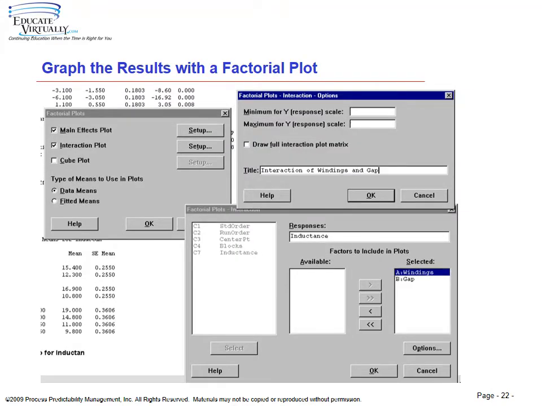In the interaction setup, the response is also going to be inductance, and we want to have the interaction between factors A and B, so we need to select those by moving them from available to the selected window. We can also put a title on this by selecting options. When that dialog box comes up, we can add some text in there to say that this is going to be the interactions of winding and gap. Once we've done that, we can hit OK and OK, and then hit OK for factorial plots, and that will generate the graphs.